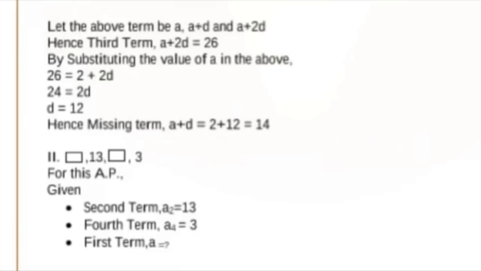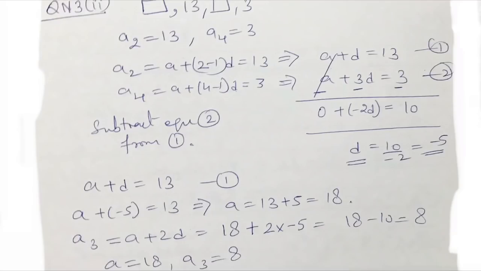Now the missing term is the second term, which is a plus d. A plus d means 2 plus 12. Therefore the second term is 14, which is the missing term.